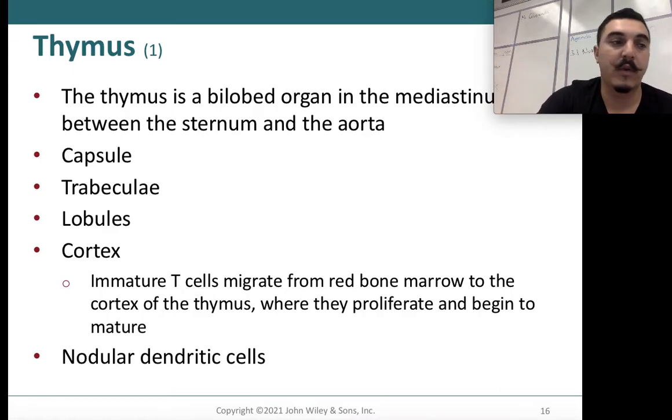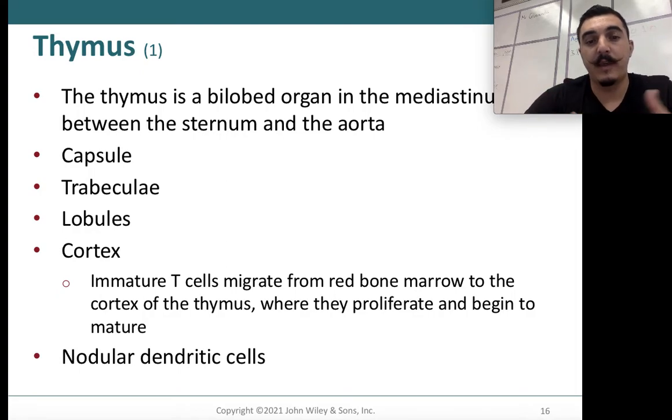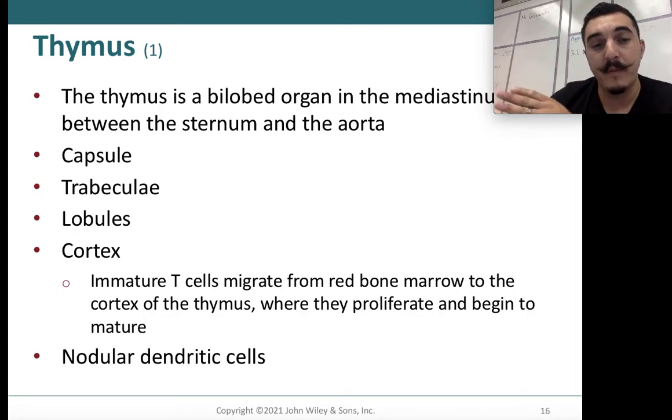Okay, so we'll start with the thymus. The thymus is an organ in the middle of the chest, between the sternum and the aorta. It has a capsule, it has what are called trabeculae, it has some lobules, and it has a cortex. Basically, in that thymus, we have immature T cells that will migrate from our red bone marrow to the cortex of the thymus.